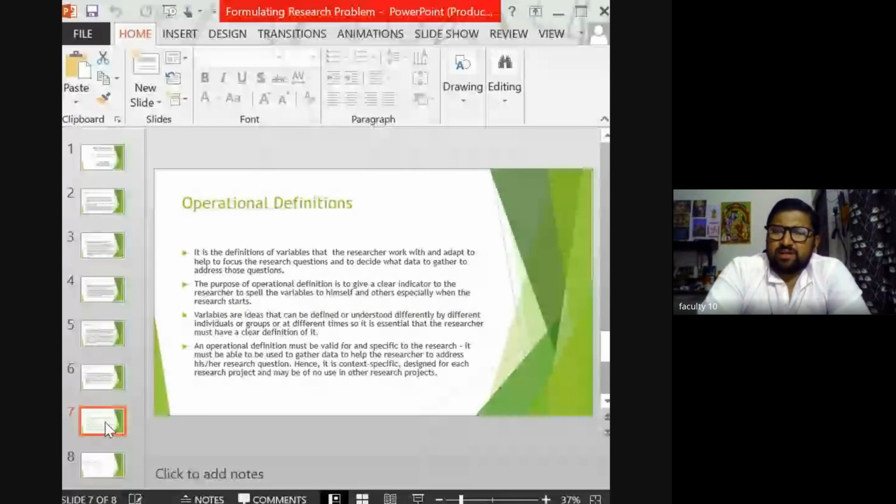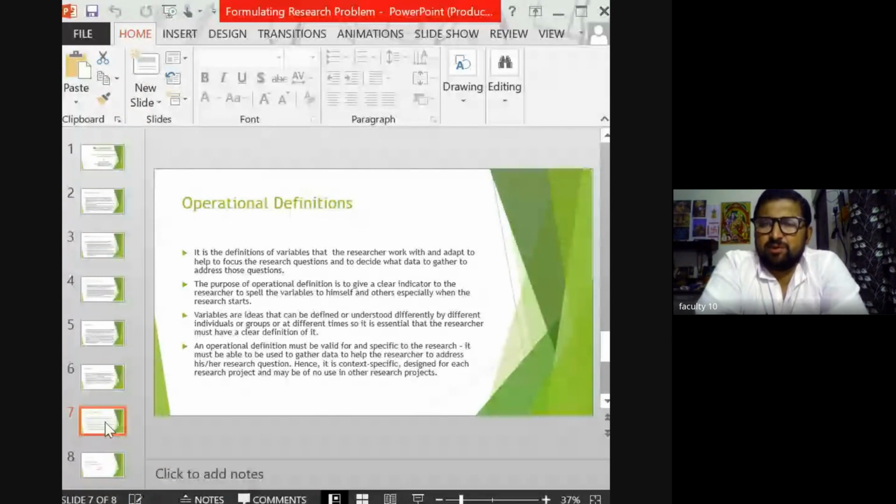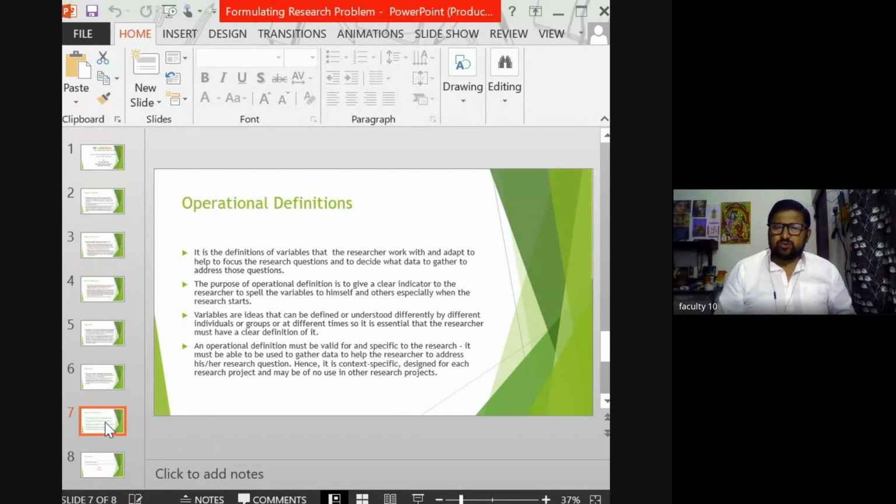Now, coming to the operational definition, I said that in each hypothesis you will find there are some variables, and these variables must be defined. I used the variables called student and intelligent. Now we have to define what is a student. Am I talking about male students? Female students? Students in the general category? Students in SC, ST? Students who are coming to class regularly? Am I talking about all students? So students can be defined in different forms. Intelligent can also be defined in different terms. So we need to define these two terms before we collect data on these two variables.